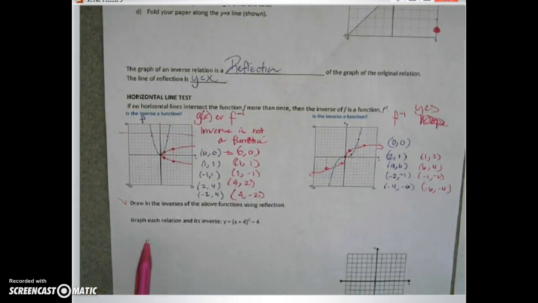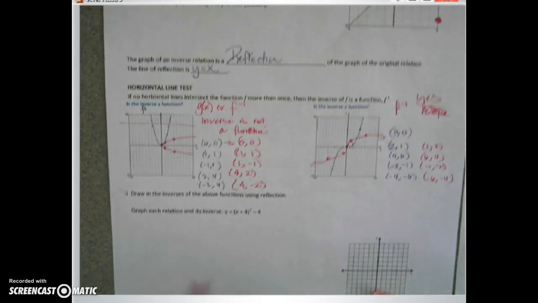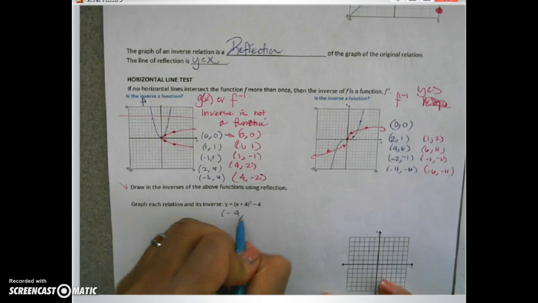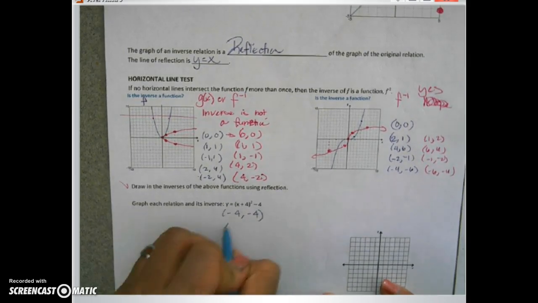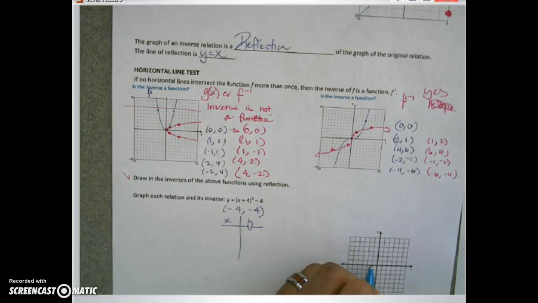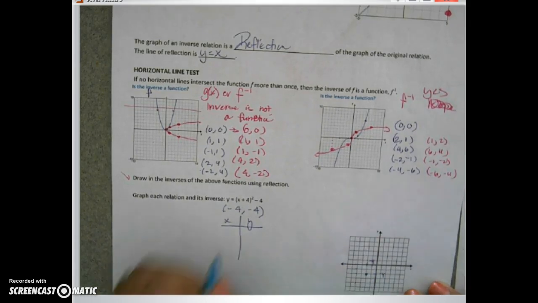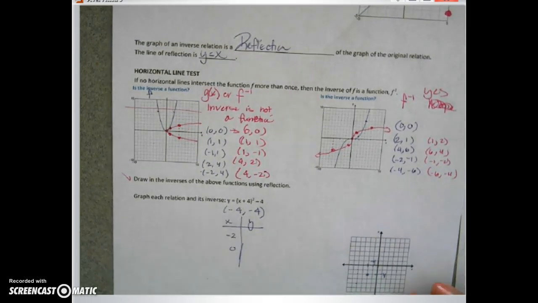For this next problem, graph the relation and its inverse. So the first thing I want to do is just try to flash you back a little bit. To graph this one, this is in vertex form. So my vertex is -4, -4. And then I make an XY table. That's kind of a bummer. I'm going to go by 2's instead. So 2, 4, 2, 4. This is -4, -4. And then you pick 2 points. So I'm probably going to pick -2 and 0.